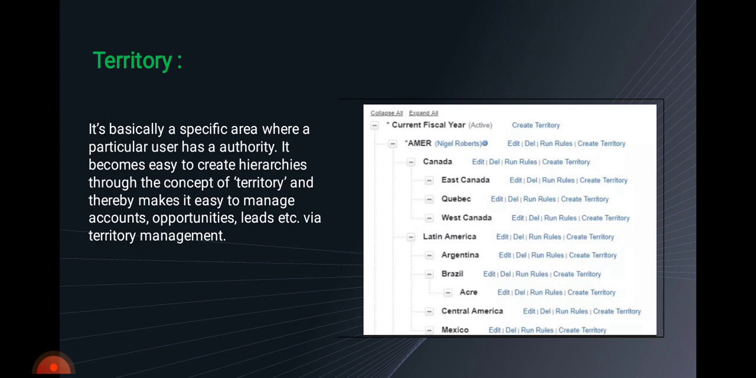Territory. It's basically a specific area where a particular user has authority. It becomes easy to create hierarchies through the concept of territory and thereby makes it easy to manage accounts, opportunities, leads, etc. via territory management. From the image, you can see how easily we can create a hierarchy via territory management. And at each level of the hierarchy, a specific task can be performed by establishing a specific set of rules that provides a boundary to that territory.